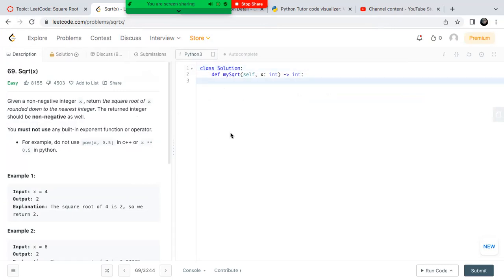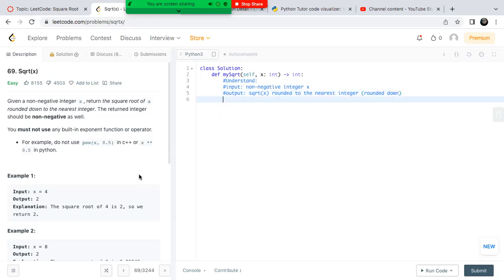So let's get an understanding of this question first. So we have the input, a non-negative integer x, and then the output is the square root of x rounded to the nearest integer, and rounded down. And so let's look at some of the examples here.